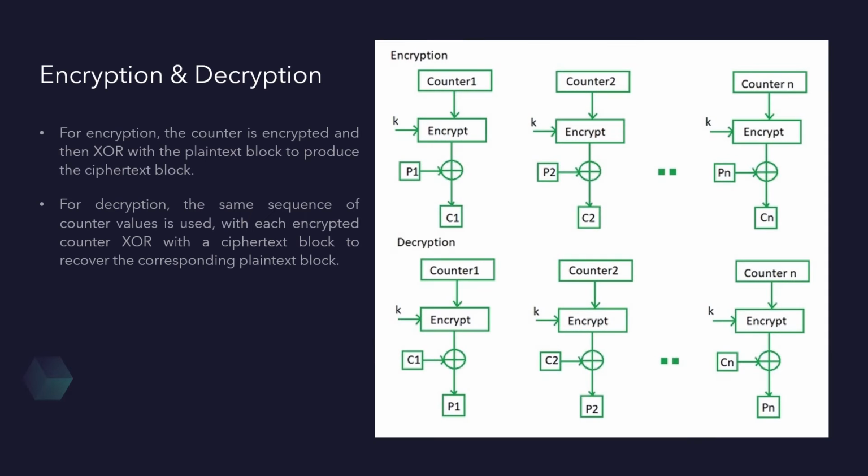Encryption and decryption. For encryption, the counter is encrypted and then XORed with the plaintext block to produce the ciphertext block. For decryption, the same sequence of counter values is used, with each encrypted counter XORed with a ciphertext block to recover the corresponding plaintext block.